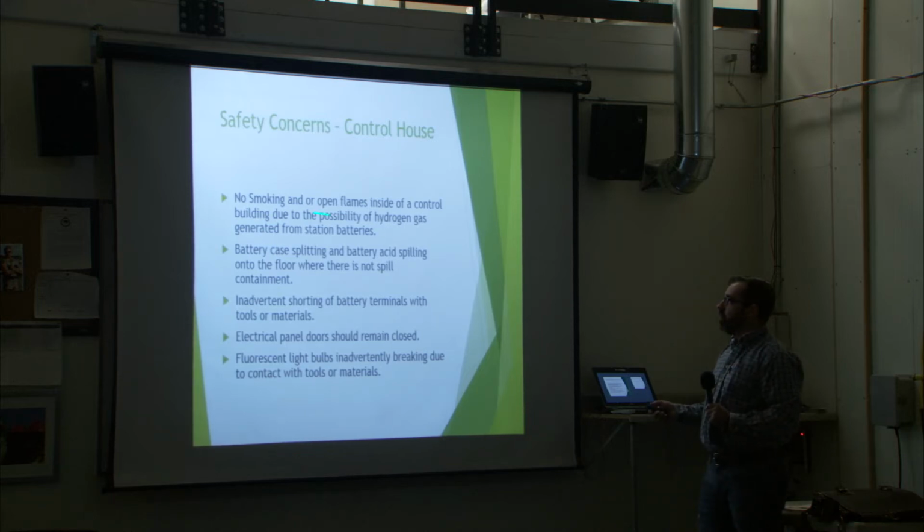There should never be any smoking or open flame inside a control house. This is due to the possibility of hydrogen gas being generated from the station batteries. And then again, the station batteries could split, spilling battery acid on the floor.